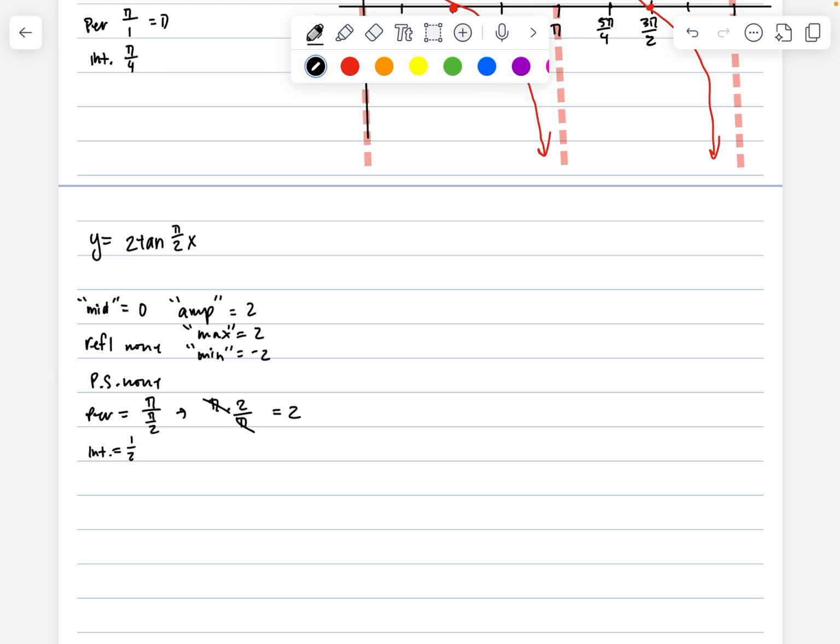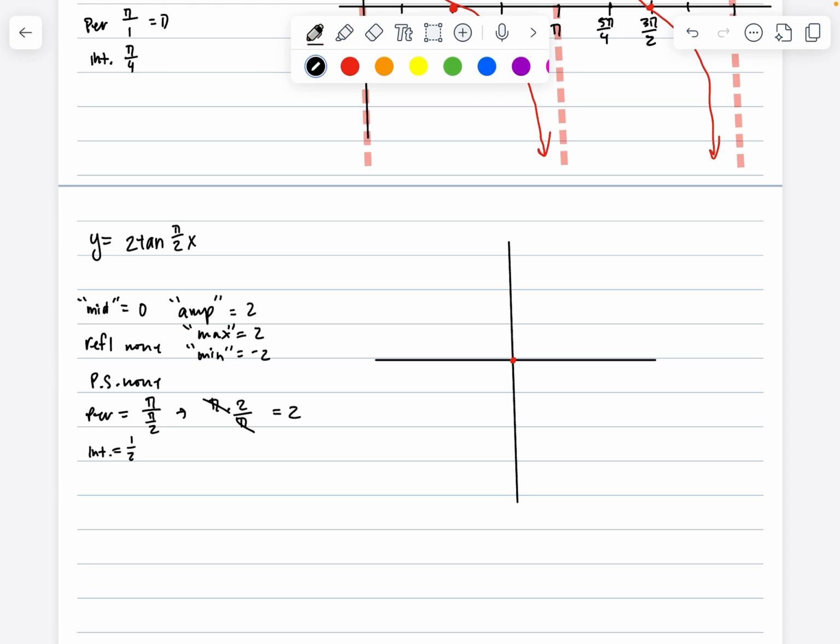All right. And as a tangent wave, we start at the center if there's no phase shift. We always start at the center. If there's no phase shift, which there isn't, and no midline shift, then we are starting at the origin. So in this particular case, we are starting at the origin. Okay, our fake midline, if you will.